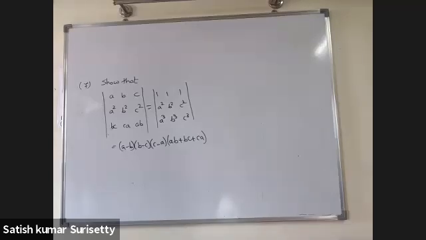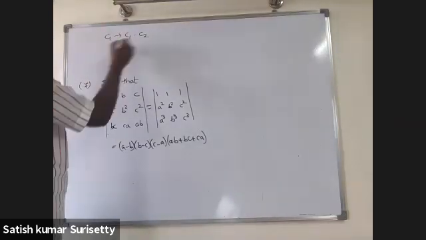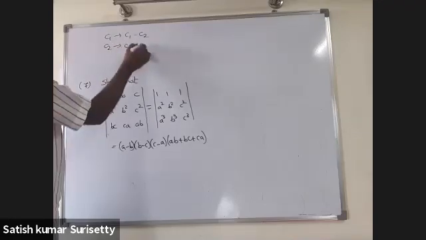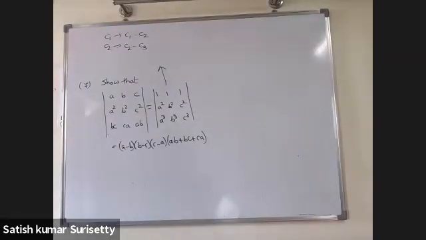Now, again, what operation you want to apply? Exactly same method you can apply. Column wise. C1 to what? C1 minus C2. C2 to C2 minus C3. Apply to this second determinant. And after that, take common.